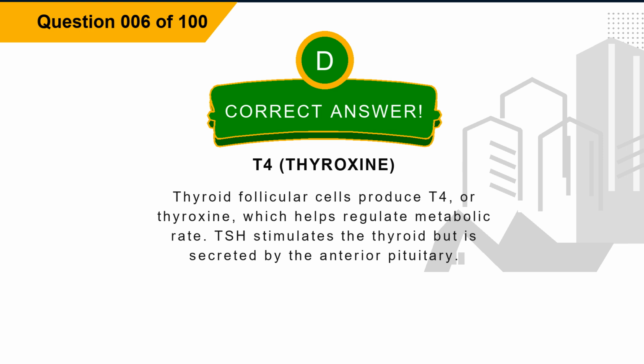T4, thyroxine. Explanation. Thyroid follicular cells produce T4, or thyroxine, which helps regulate metabolic rate. TSH stimulates the thyroid but is secreted by the anterior pituitary.